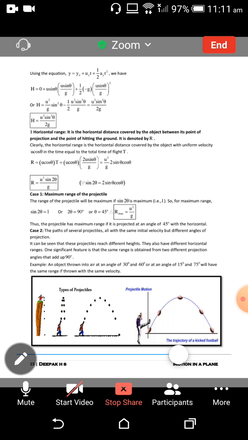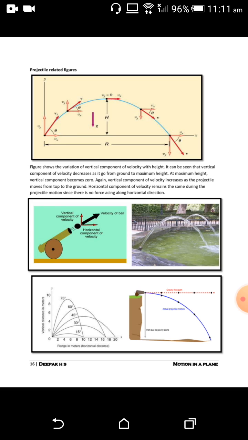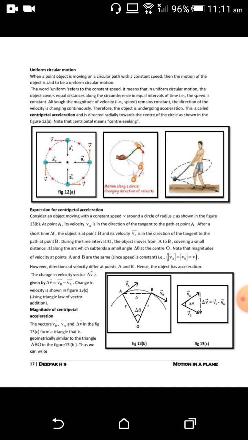The second case is not important, we will just leave that out. Next you can see the figure, which shows examples of the projectile. The trajectory of the projectile is a parabola, right? That is what we are seeing in the figures here. These are the projectile related figures.